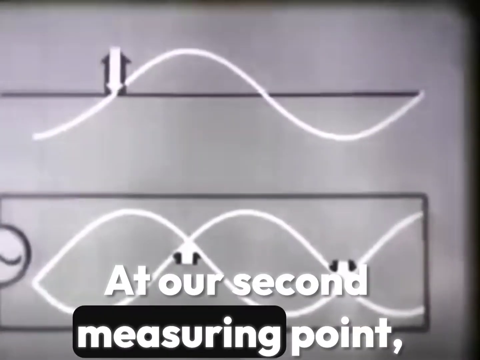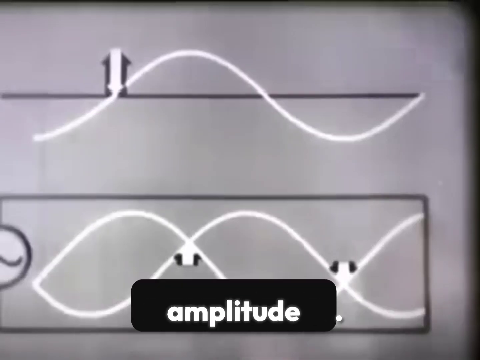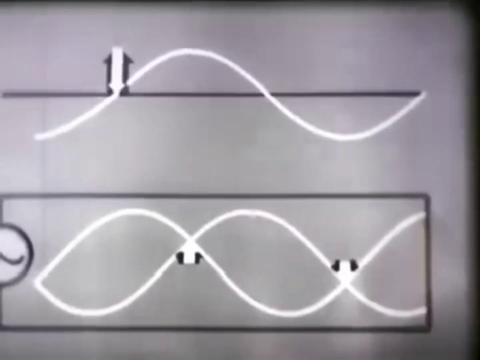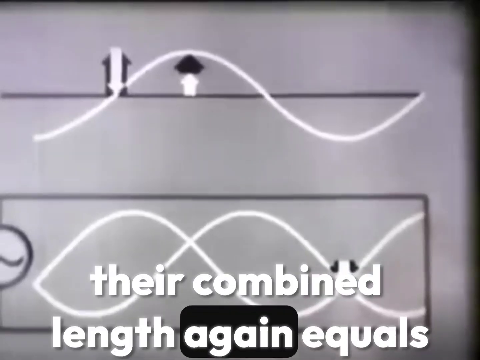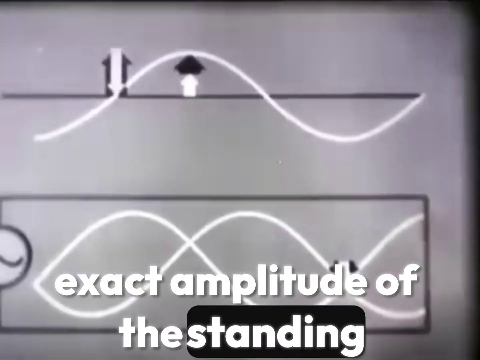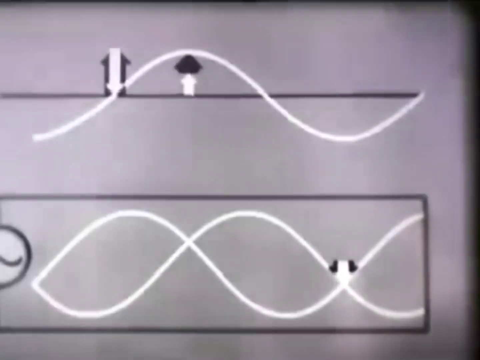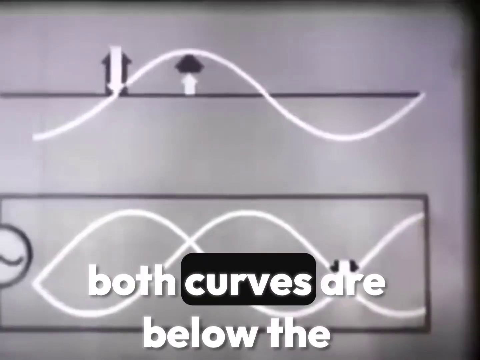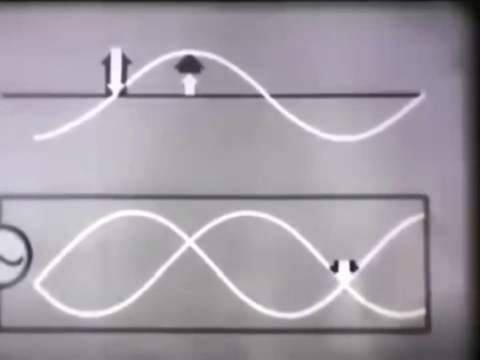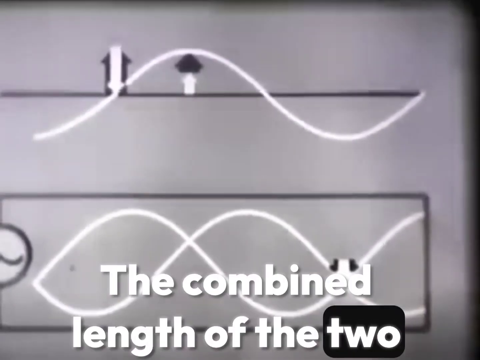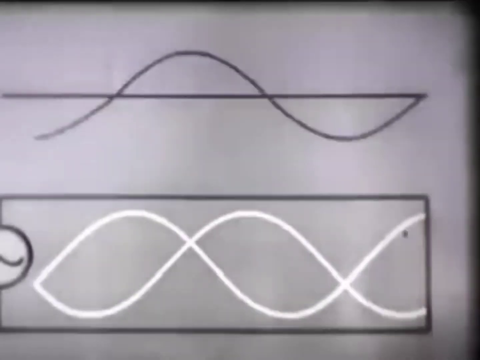At our second measuring point, both curves are above the reference line showing positive amplitude. When both arrows are added together, their combined length again equals the exact amplitude of the standing wave at the corresponding point. At the third point, both curves are below the reference line, showing negative amplitude. The combined length of the two arrows again measures exactly the amplitude of the standing wave.